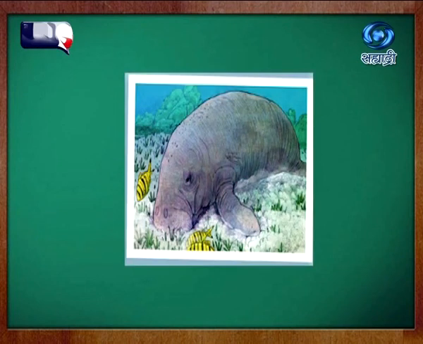The dugong is a vegetarian marine mammal. Its favorite food is seagrass, which it is able to graze on with its specially shaped snout. Dugongs are also called sea cows.